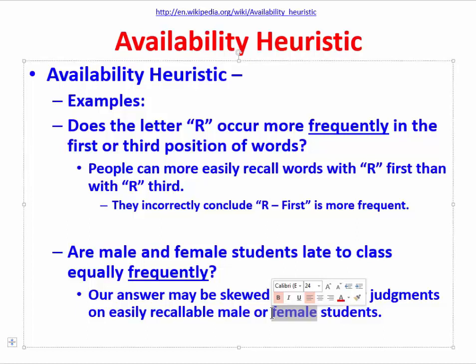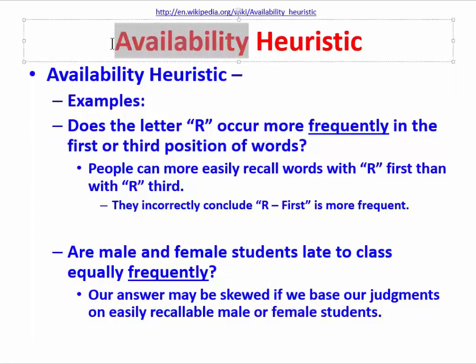However, if you were to do a scientific analysis and look at gender and its relationship to lateness, you'd find that there's no relationship there whatsoever. But the availability heuristic might fool you into thinking otherwise because of the ease with which you could generate a particular example. The availability of that example will be skewing your cognition in this way.